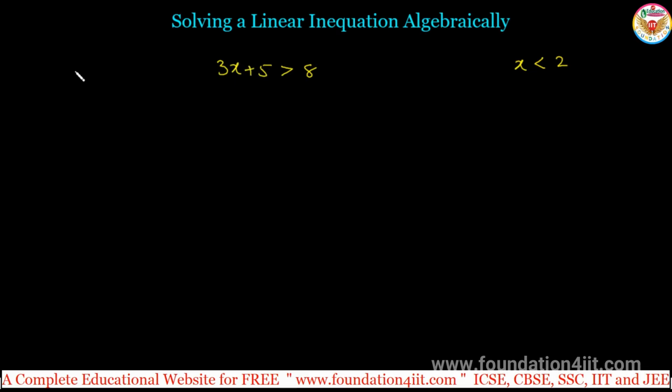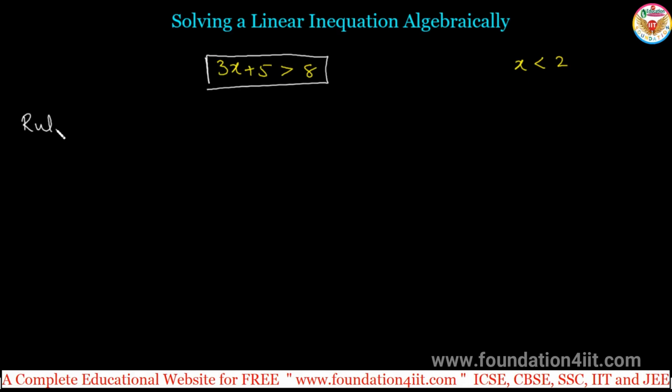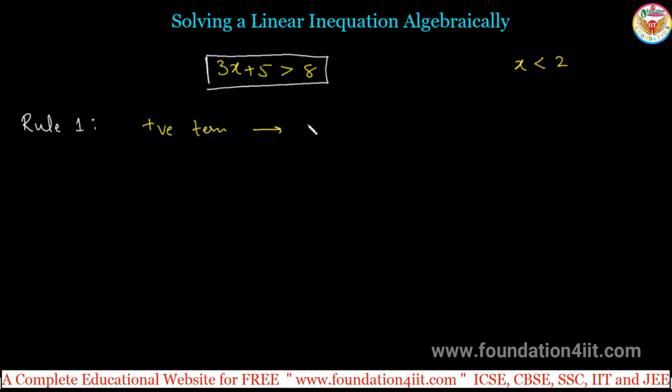To solve these linear inequations, we have some rules. I'll explain rule by rule, then you can remember the concept easily. The first rule: on transferring a positive term to the other side, it becomes negative. If you interchange a positive term to the other side, meaning LHS to RHS or RHS to LHS, it becomes negative. See the example.